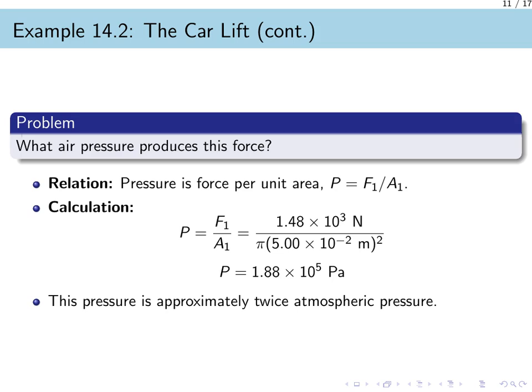1.48 times 10 to the power of 3 newtons. We then divide this by the area of the small piston, which is pi times the radius of 5 times 10 to the power of -2 meters squared. Performing this calculation gives us a pressure of 1.88 times 10 to the power of 5 pascals. To give this some context, standard atmospheric pressure is about 1 times 10 to the power of 5 pascals. So the required air pressure is almost twice the pressure of the air we are normally in.